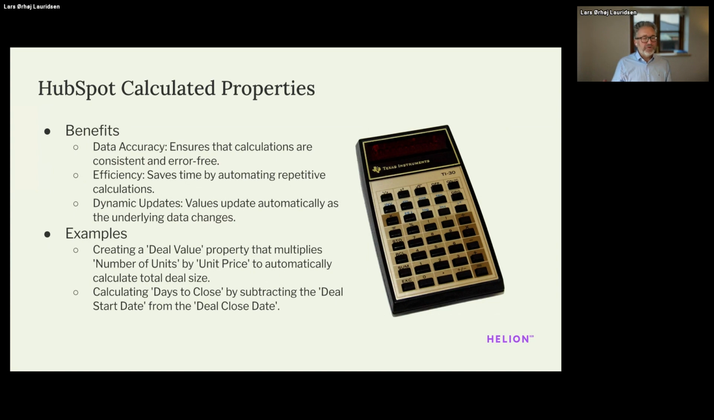So examples could be creating a deal value property that multiplies the number of units for a product and the unit price, so you can automatically start to calculate total deal sizes. Or you can calculate days to close an order by subtracting the deal start date from the deal close date. Some of these already exist as calculated properties, but just to give you an idea of different user scenarios where this can be really, really beneficial.